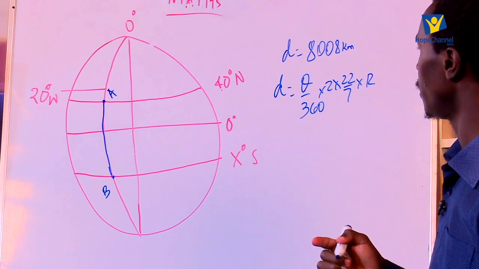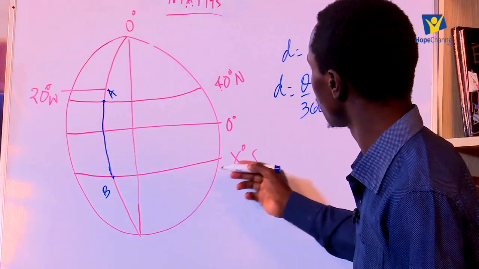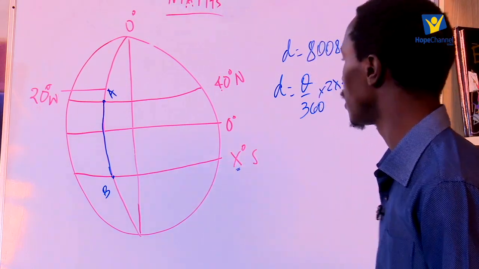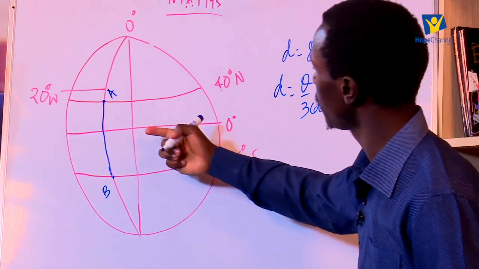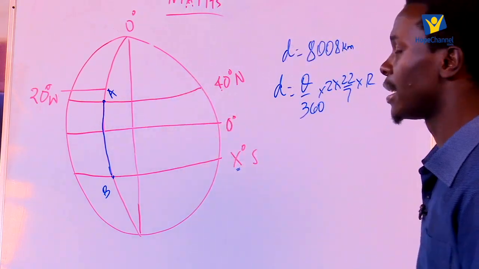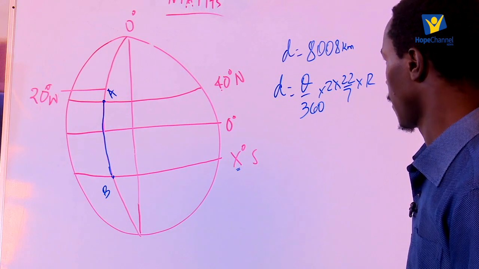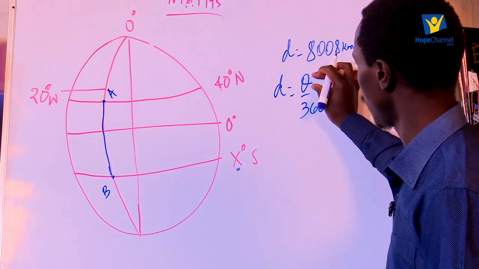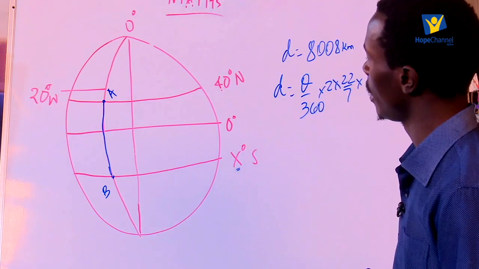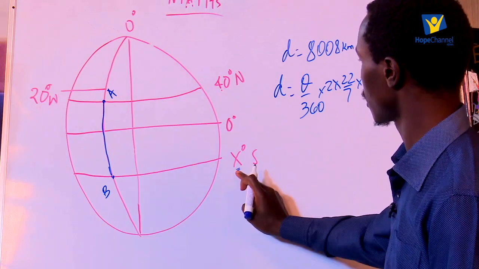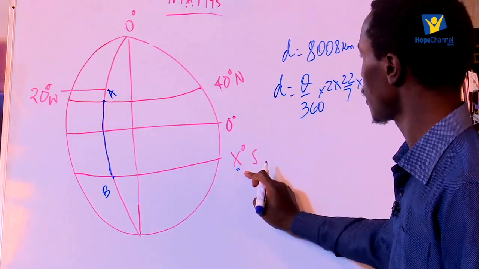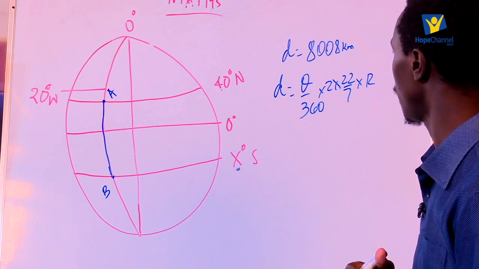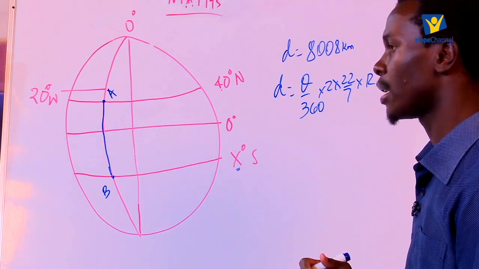Now this theta, we noted the other time, is the latitude difference. But we don't know the latitude difference because B is X degrees south and A is 40 degrees north. But that definitely tells us that this theta, the latitude difference, will be the addition of X and 40 to get that theta. But we can work that out later.